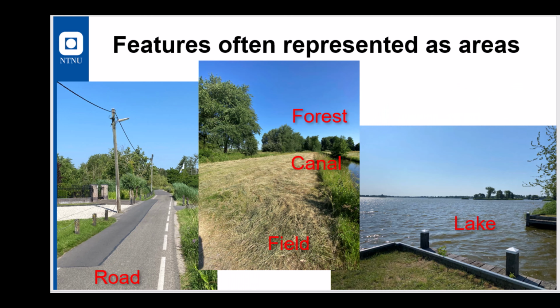Then the third geometry type, polygons or areas. Here are examples of features often represented as such. Roads are often represented as areas, as well as forests, fields, canals, lakes and other large water bodies.